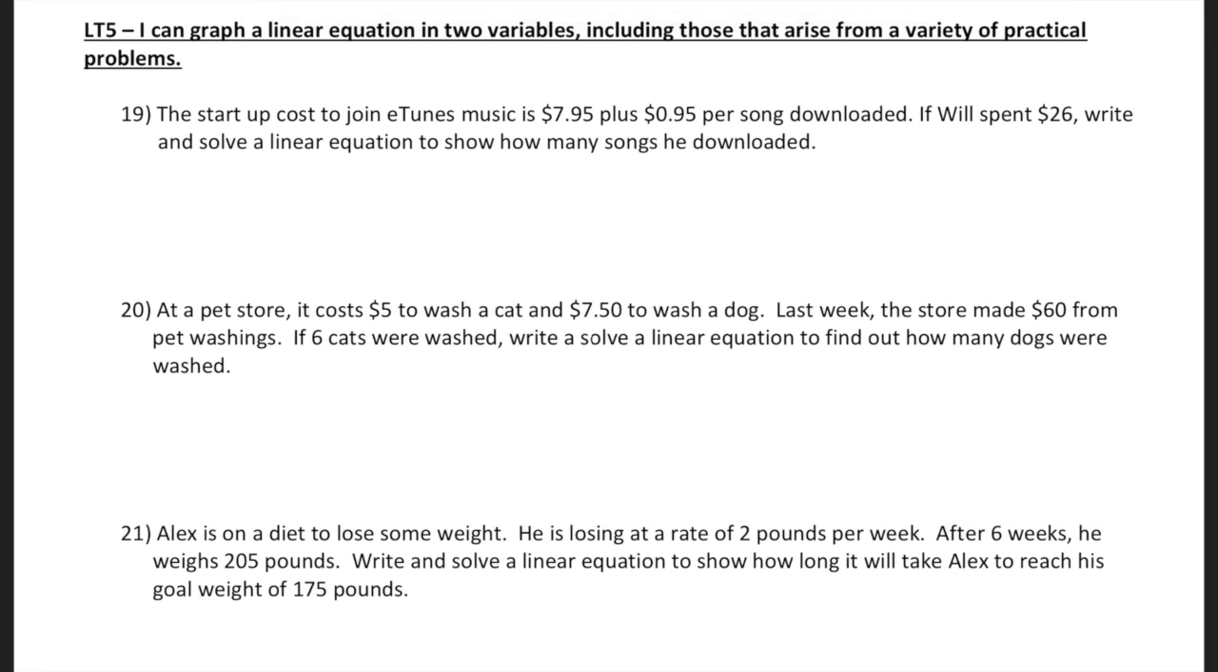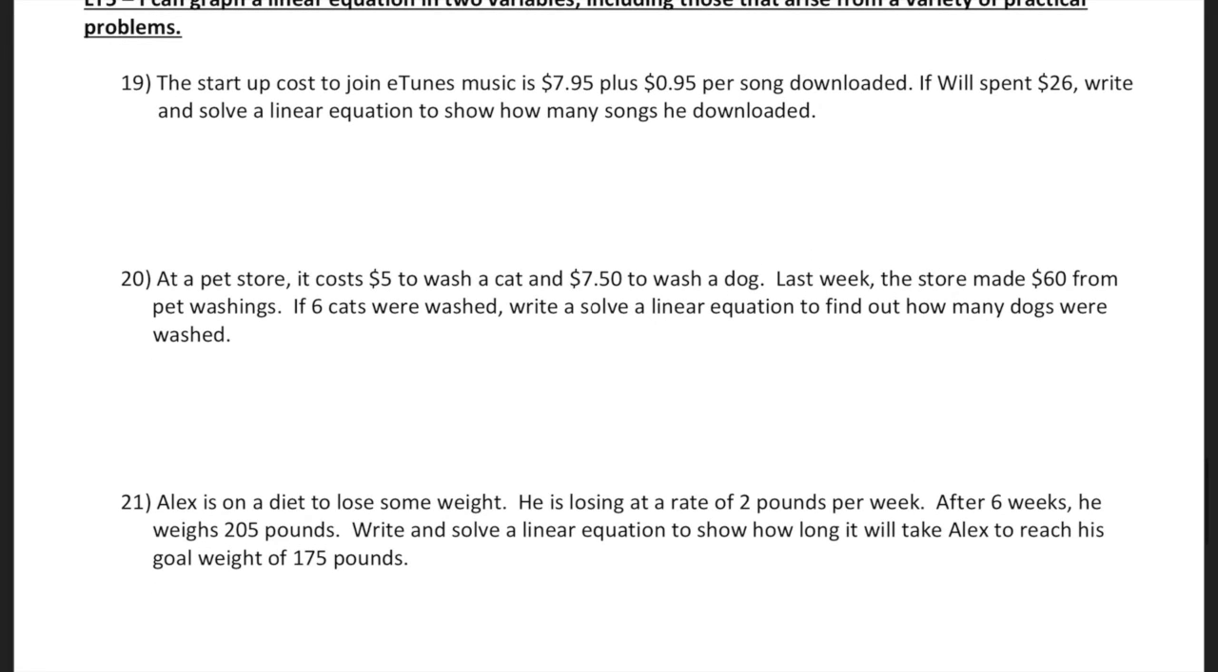So the startup cost to join eTunes Music is $7.99 plus 95 cents per song downloaded. If Will spent $26, write and solve a linear equation to show how many songs he downloaded. So songs is our x, because that's the thing we don't know. So you have to spend $7.95 plus 95 cents per song. And when he did that, he spent $26.